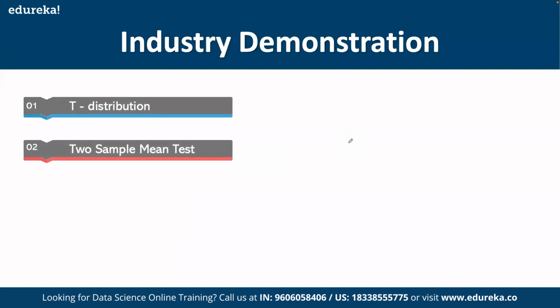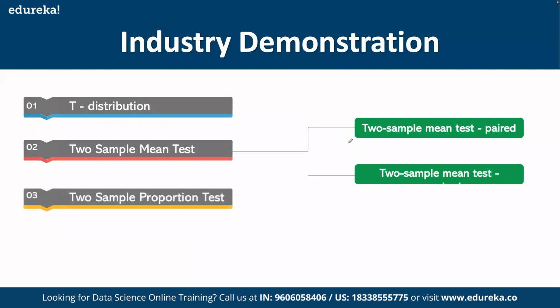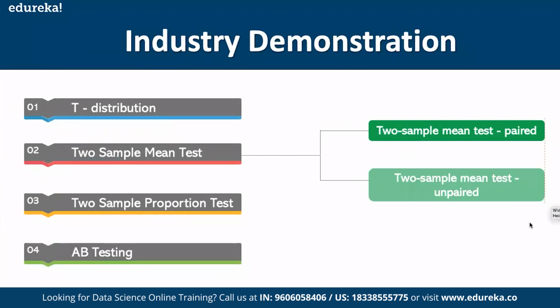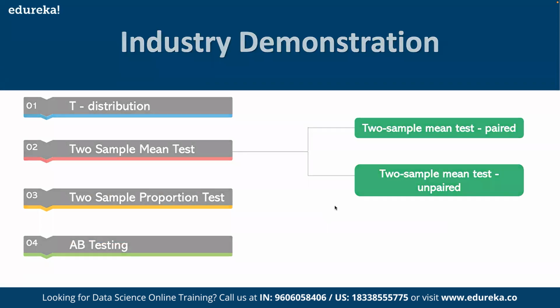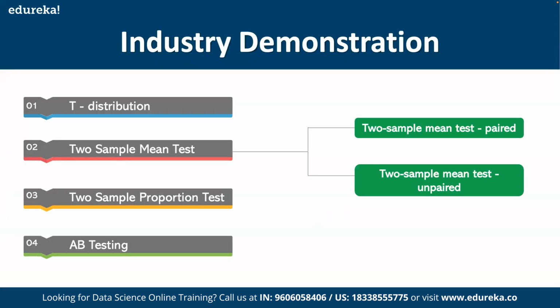And there is something called a two sample mean test. Under this two sample mean test, we've got the two sample paired test and the two sample independent test. Let me show you what it would mean. Under two sample tests we've got paired and unpaired, or independent. Another kind of testing we have is the two sample proportion test and the A/B test. These are the various hypothesis tests available in statistics, which we can apply on a data set.